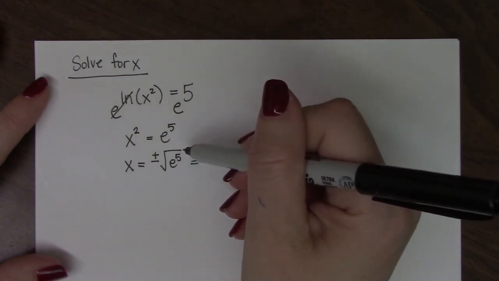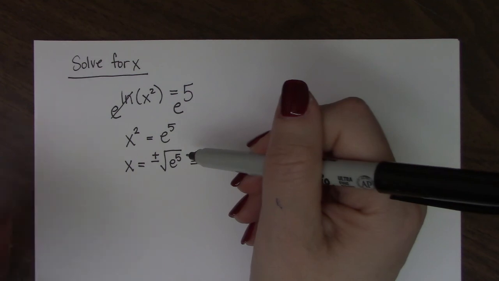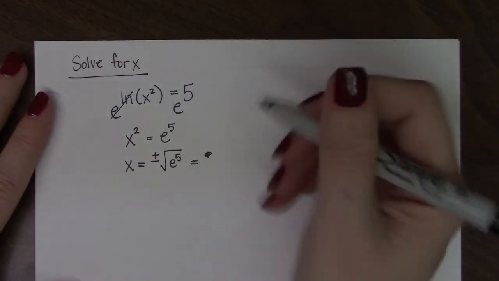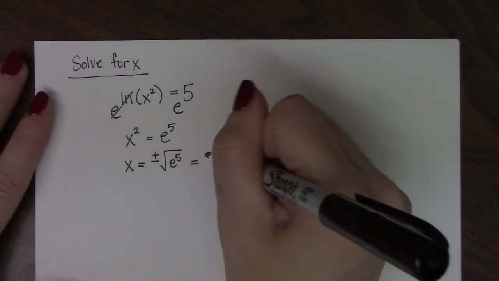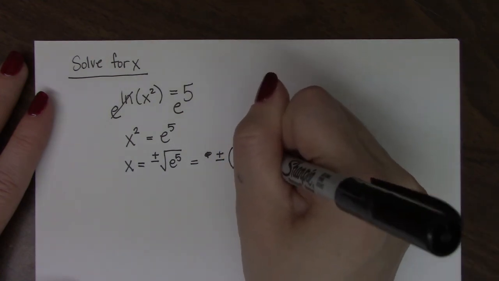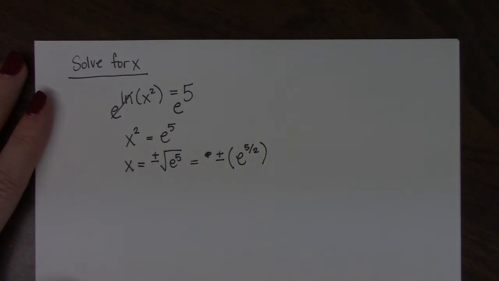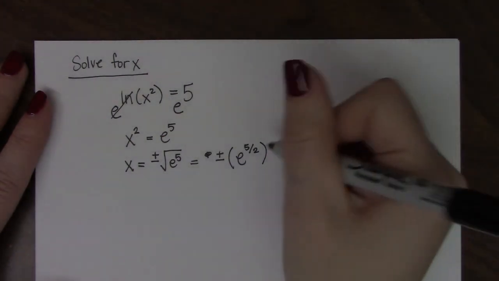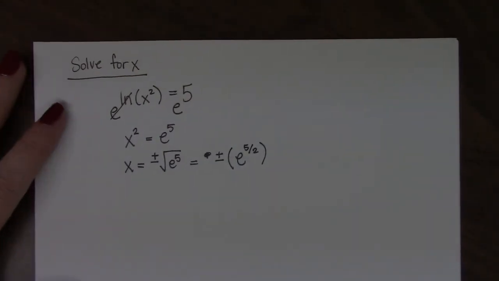So another way we could write this is, well, this is the same thing as saying e to the 1/2. So I could say this is plus or minus e to the 5/2. So it's e to the 5th, all raised to the 1/2, and so I would get plus or minus e to the 5/2.